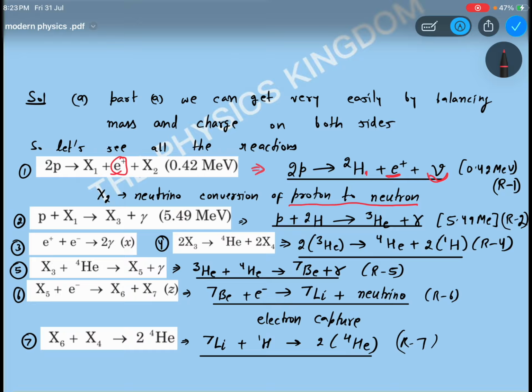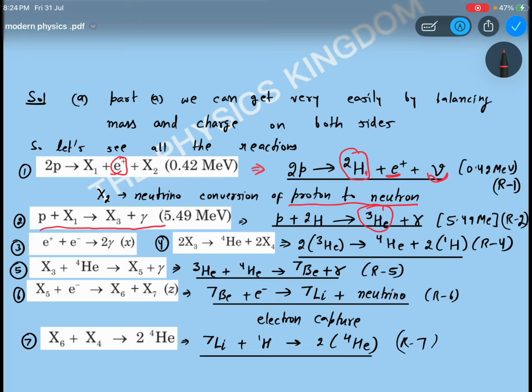So similarly, like this in reaction 2, it is given like this. Now proton is combining with X1. So X1 I already identified, 2H, right? So 2H. Now mass balance and charge balance. So what charge, beta? 2. 2 protons and mass number 3. So what we are getting? Helium, right? So like this, step by step, reaction 3, nothing is there.